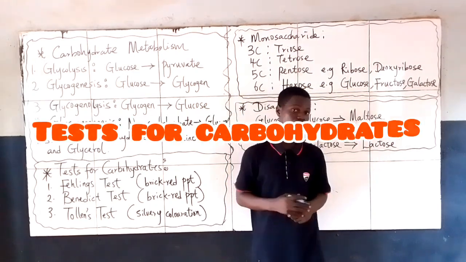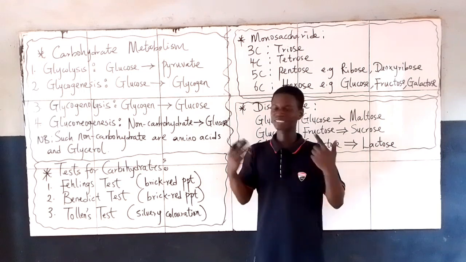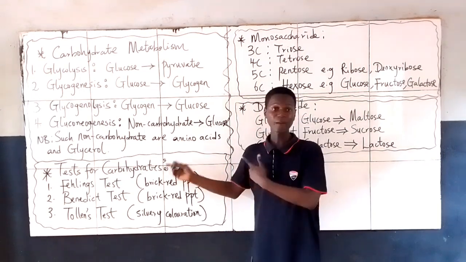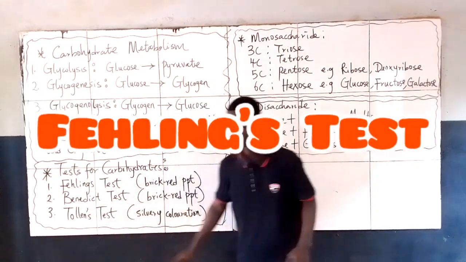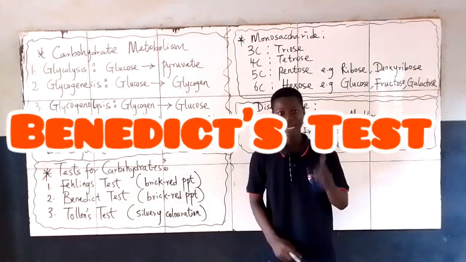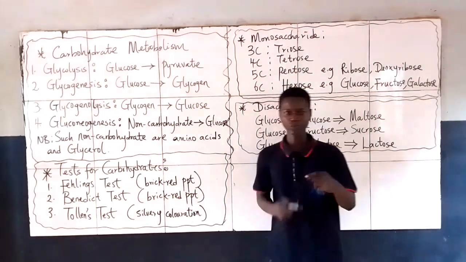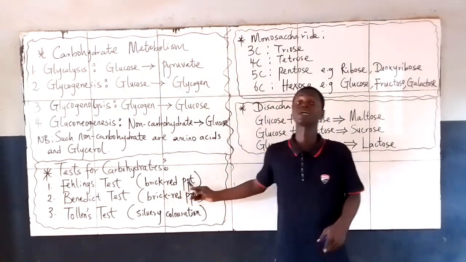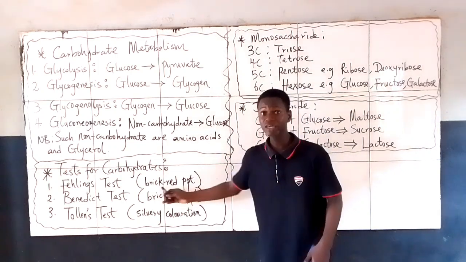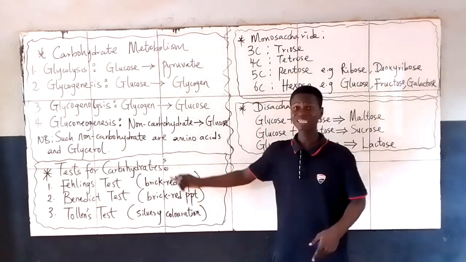Now we know the different metabolic pathways for carbohydrates. Let's look at food tests for carbohydrates. What are the different tests for finding if a certain substance contains carbohydrate? There are 3 essential food tests for carbohydrates. You have the Fehling's test, you have the Benedict's test, and lastly you have the Tollens' test. Now, at the end of a Fehling's test, when the test is done, the result is a brick red precipitate. The formation of a brick red precipitate will show that the substance contains carbohydrate.